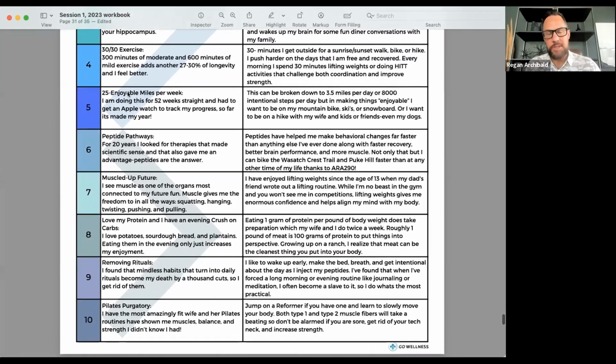Awesome. The other one is the 30-30 exercise protocol. As you know, the studies show that 300 minutes of moderate or 600 minutes of mild exercise adds another 27 to 30% longevity. And so my daily goal is to burn 910 calories of exercising every day. And I'm very consistent on getting that done. Yesterday, I was just over 1,000. I went for a run after this, and it was awesome. So I don't know what you guys are doing, but if you can get out as the sun's rising or as the sun's setting, these are really important things.